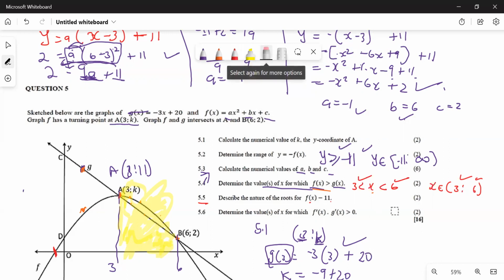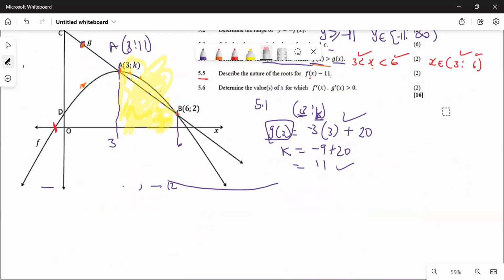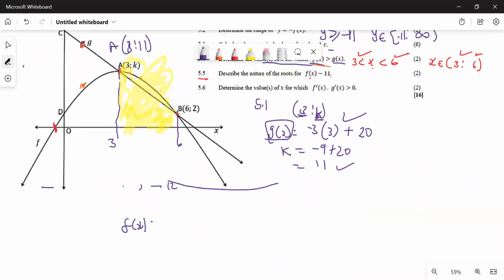We know we can get the discriminant. Let's go and get the discriminant of this. So we have f of x equal to minus 11. Let's work with this. We know the equation: minus x squared, plus 6x, plus 2, and then minus 11.